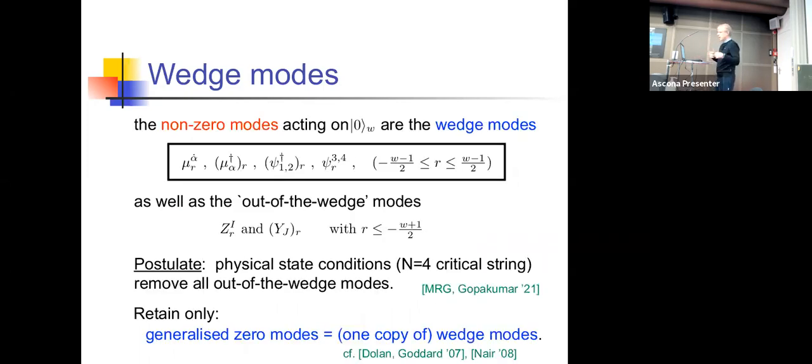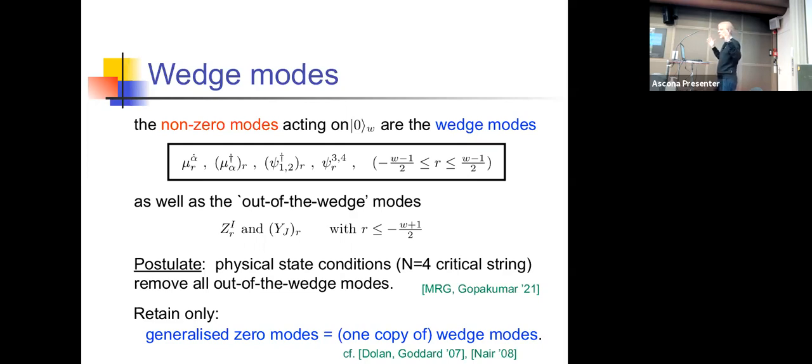And then our proposal, and this is where we go out on a limb, this is not something we have derived from first principles so far, but what we postulate is that this theory really has some sort of critical N=4 string, and the effect of imposing the physical state condition will be to remove all out of the wedge modes. I mean, if you impose an N=4 critical string condition, you would expect to remove 8 bosonic and 8 fermionic degrees of freedom. So essentially nothing should be left.